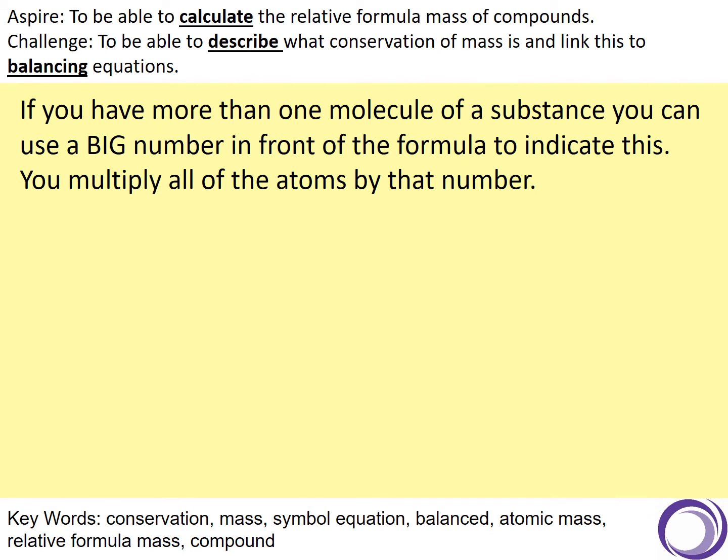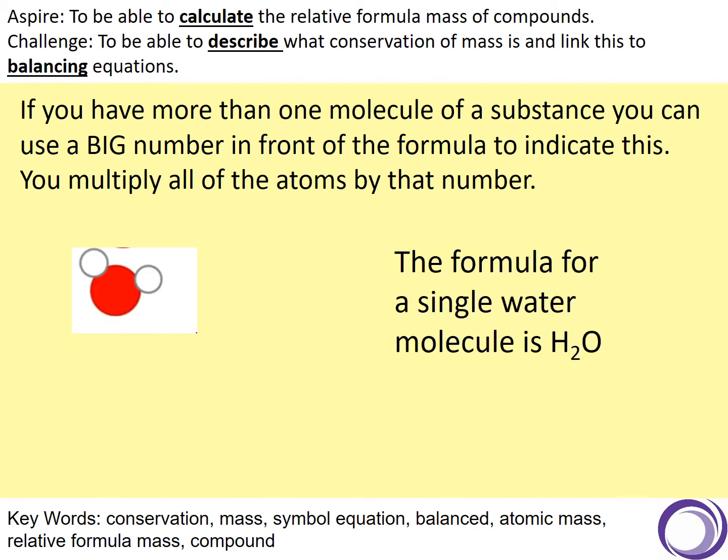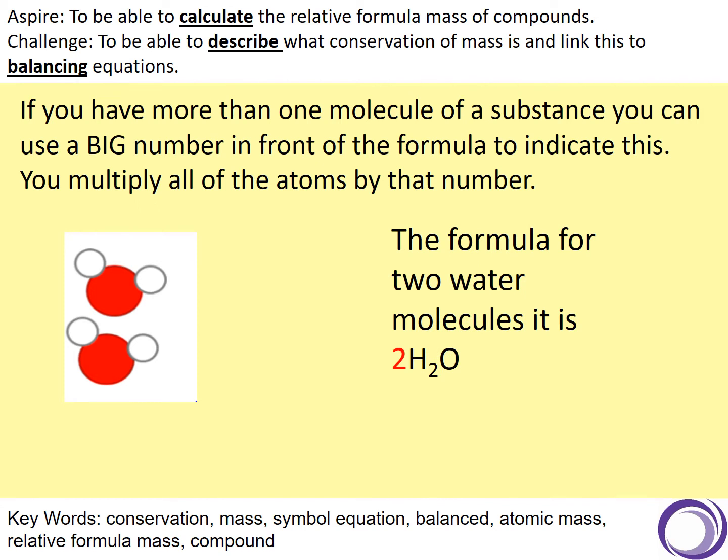If, however, you've got more than one molecule of a substance, you can use a big number in front of that formula to indicate this. You apply multiples of all of the atoms by that number. So for example, this is one water molecule. Single formula is H2O. But if I have 2 water molecules, then what I would need to do is put a big number 2 in front of that.